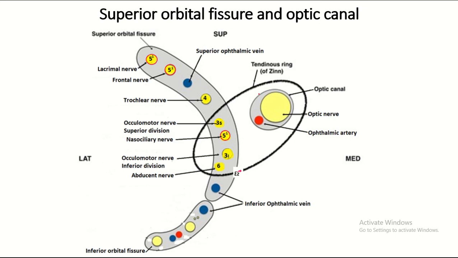This is the optic canal. It transmits the optic nerve and ophthalmic artery. The optic nerve is a sensory nerve.